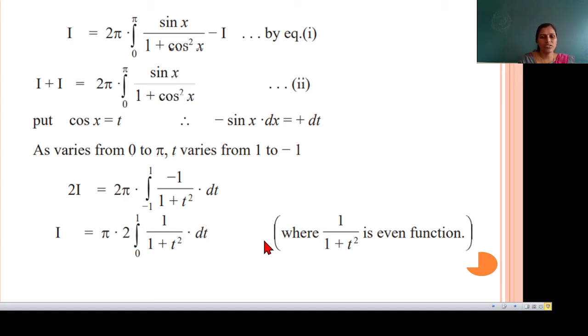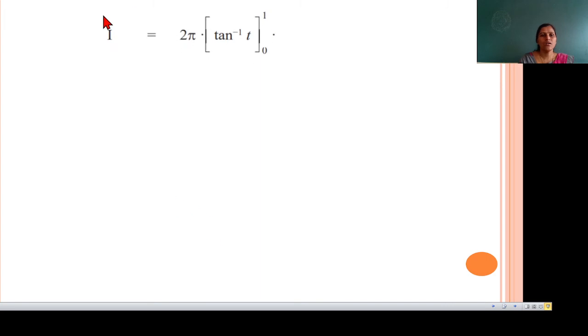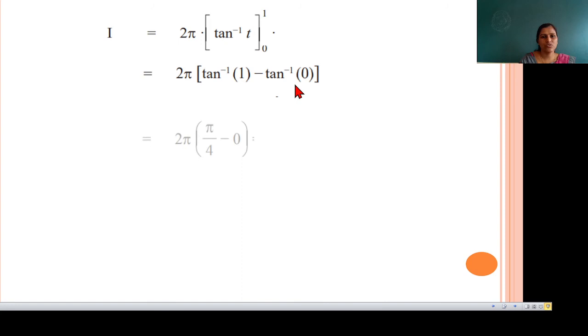The reason for this term is, again, by using property 8, and the given function is an even function. That's why we have replaced this value of the integral instead of this. So I is equal to 2 pi into, after finding the integral, we get tan inverse of t, and after finding the integral, we apply the limits from 0 to 1. So 2 pi as it is, after putting 1, we get tan inverse of 1, and after putting 0, we get tan inverse of 0.